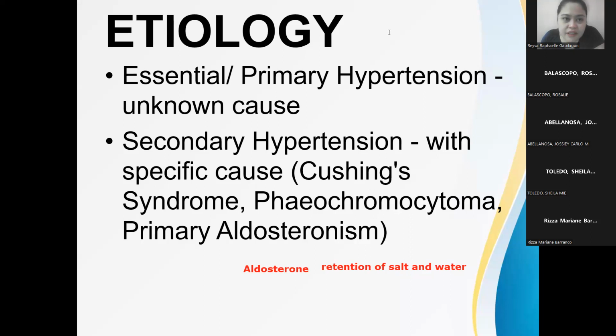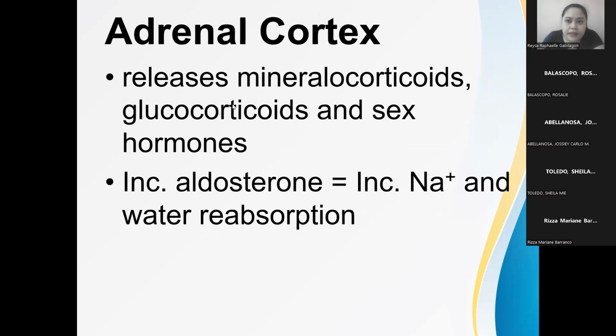Questions about this etiology? But then again, if the hypertension has no known cause, it will fall under the essential or primary hypertension. Okay, now let's talk about the adrenal medulla or the adrenal cortex. The adrenal cortex is a part of the adrenal medulla. Kasi most of the cases involving increase in the blood pressure involves this endocrine gland. So itong adrenal cortex of the adrenal medulla releases mineralocorticoids, glucocorticoids, and our sex hormones.